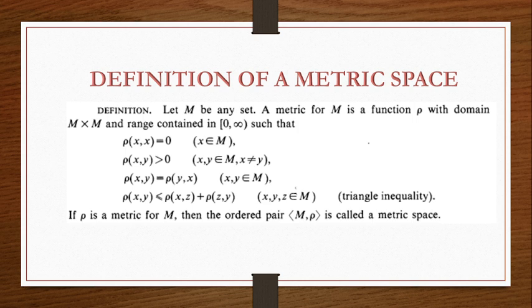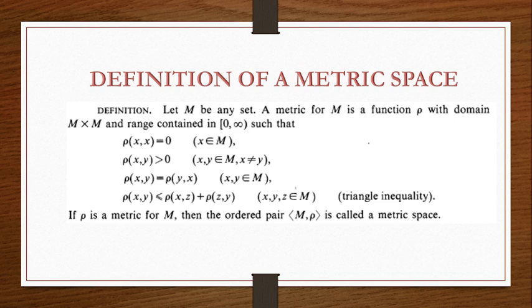It satisfies the four axioms. The first one is the distance between the point x and itself is equal to 0 for every x in M, and also the distance between any two points is greater than 0 where x and y belong to M and x is not equal to y. That means if x and y are different points, the distance must be non-negative, strictly positive.